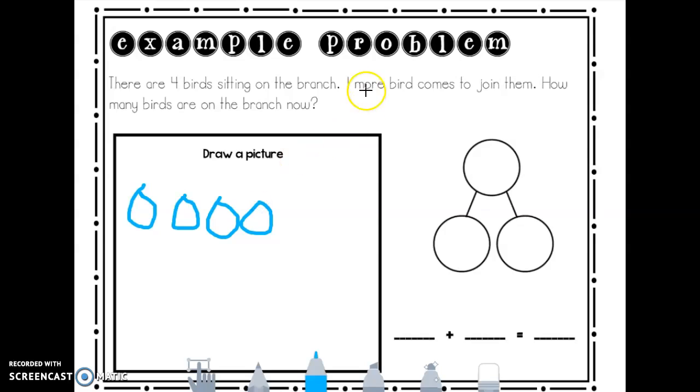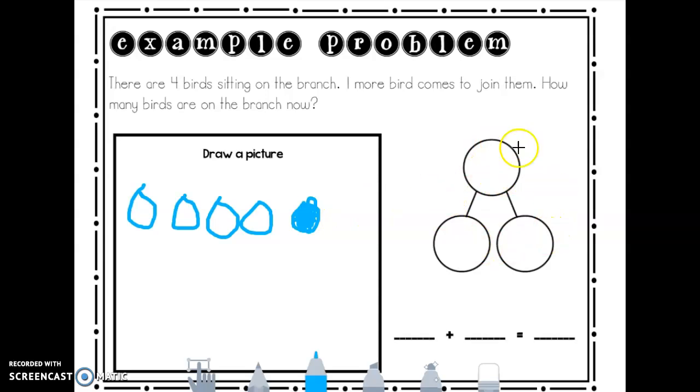Then I remember one more bird came to join them. If I want to make sure I know that this bird was a different part of the story, I can color this in just to remind myself, just like we do in class. Okay, so there's my picture. Now I know some of you will probably want to make those look like whatever was in the story, and that's fine too. I'm just going to save us some time by sticking with circles.